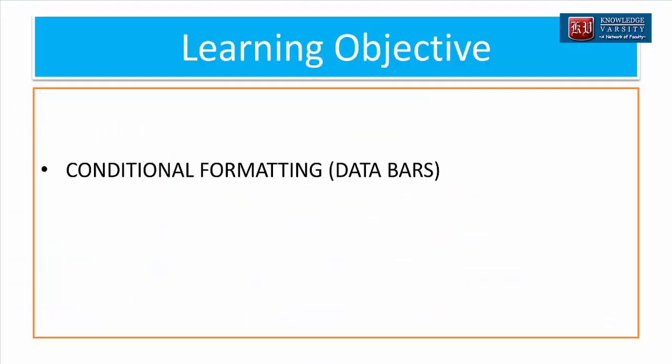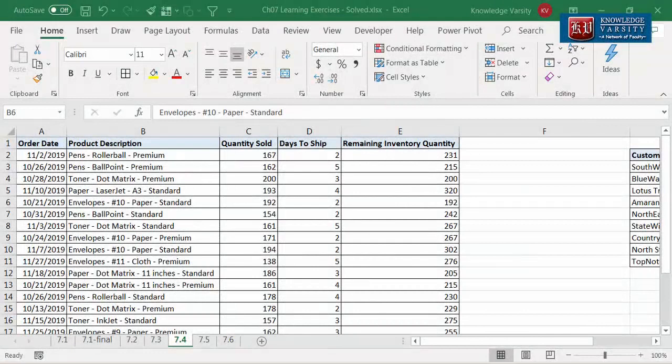In this video, I will show you how to apply conditional formatting rules to create data bars. Data bars display horizontal bars in the cell. Like a bar chart, you can use data bars to show timeline or progress or duration. Also, data bars can show comparisons of prices or populations or incomes. We have a customer order dataset with days to ship and remaining inventory quantity columns.